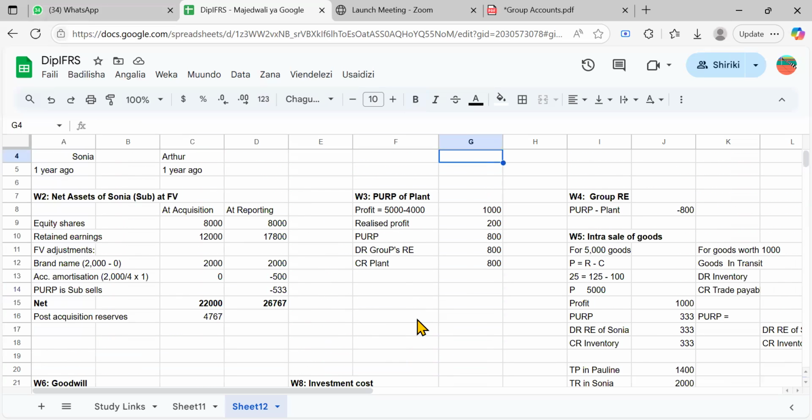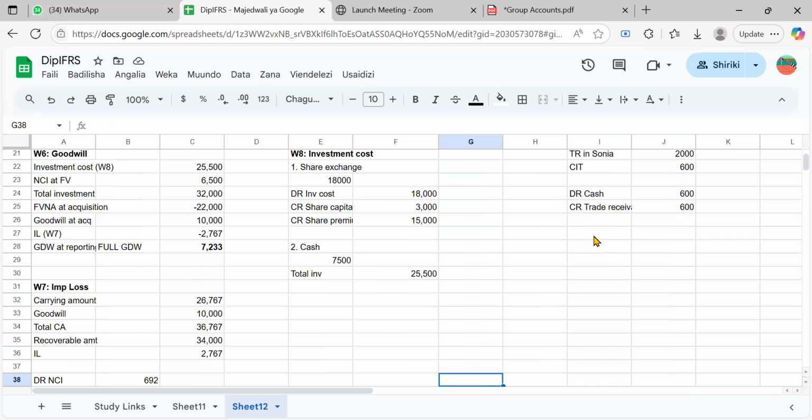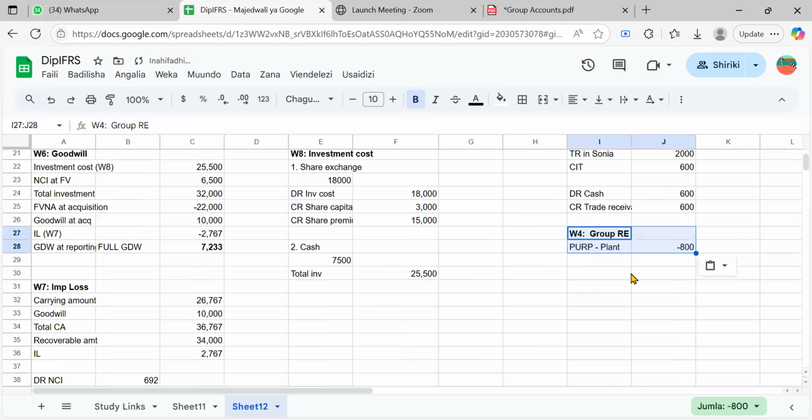Group retained earnings, the goods in cash in transit and the goods in transit. Okay, here it is, use that. Let me just shift it and place it down here. So I could just say after here, we need something called impairment loss. Impairment loss of goodwill, right?